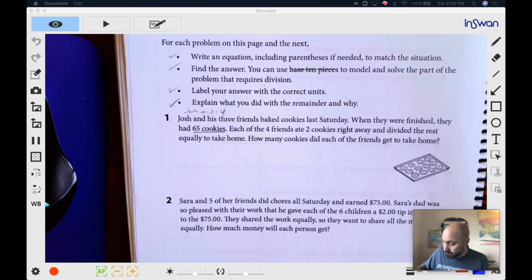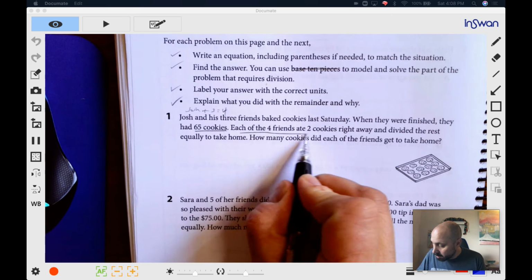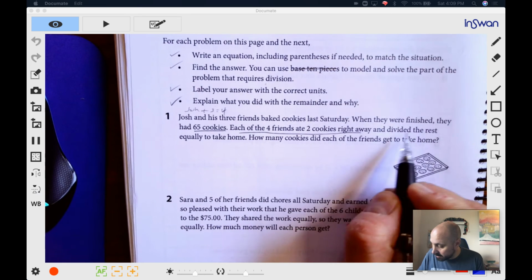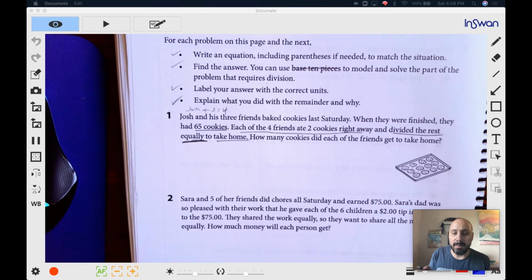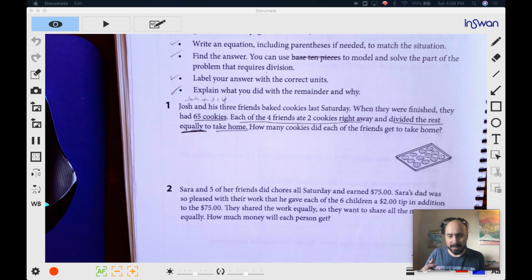And then they divided the rest equally to take home. It's always that word, equally. We're going to talk about that word equally so much. So they divided the rest to take home. How many cookies did each of the friends get to take home? All right, so let's get going. Once you figure out what the question is asking, solving it is kind of fun, in my opinion.